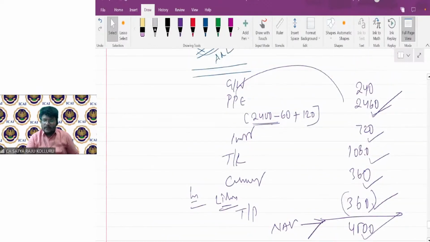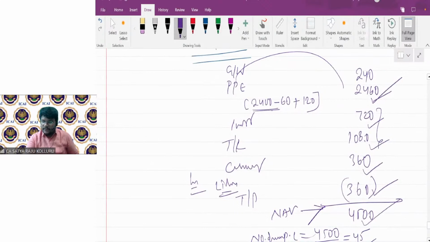How, sir? Sir, White Limited, current assets, these three. Current liability, this one. If you add these three components and reduce this component, then you will get current assets of White. Sir, what about current assets of Black?